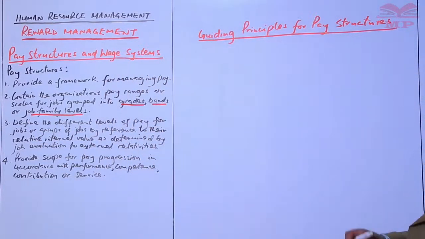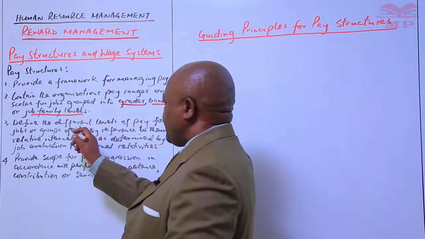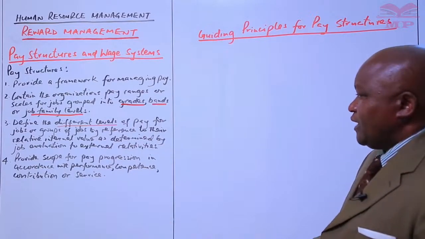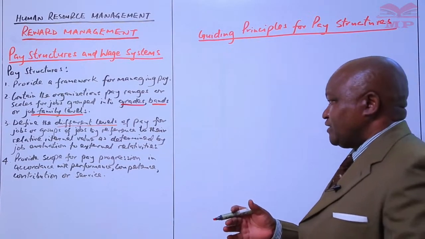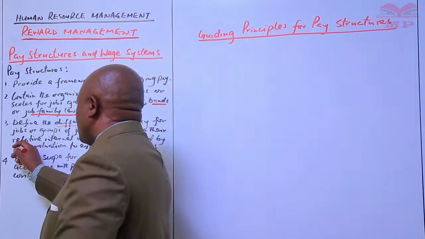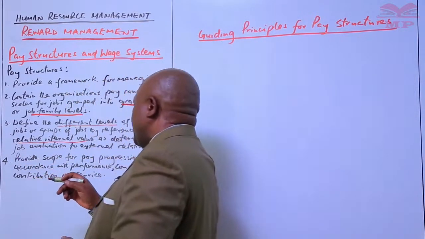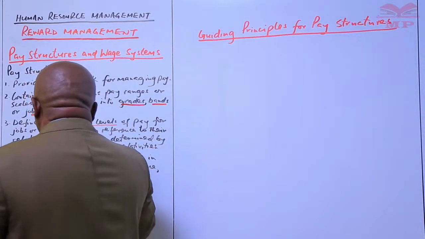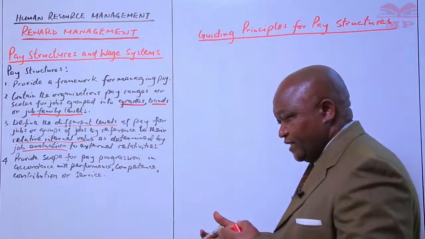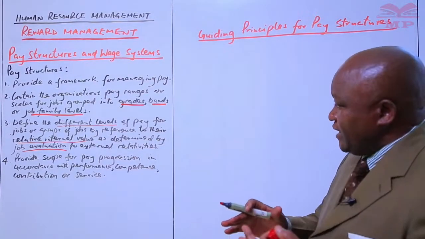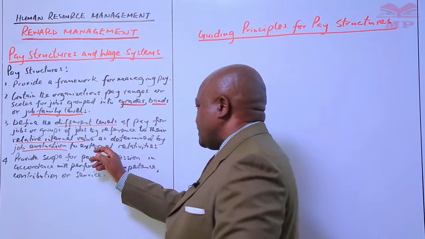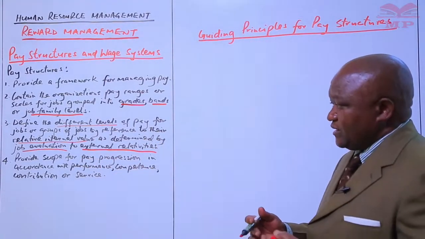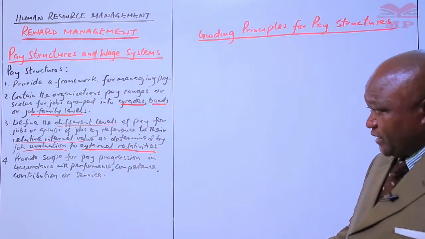Then 3, pay structures define the different levels of pay for job groups or groups of jobs by reference to their relative internal value. This relative internal value is usually defined by the process of job evaluation. And this is done in consideration of the external relativities of this particular job, so that the value of that job is determined and the worth is determined within the job hierarchy within that particular organization.